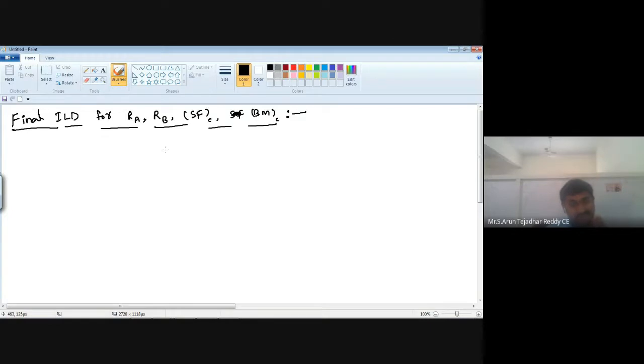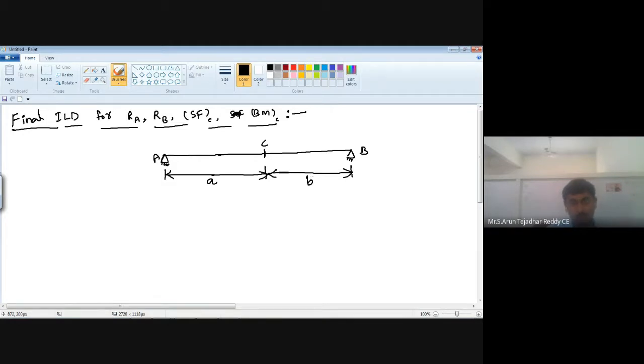So given diagram, this is the given diagram. A, and here it is B, and here it is C. Now it is A, it is B, the whole span is L. Already you know that.